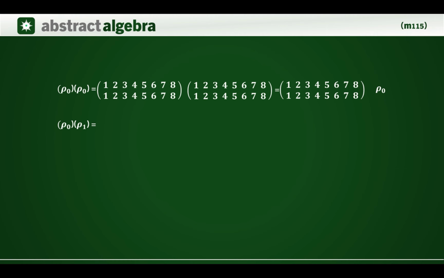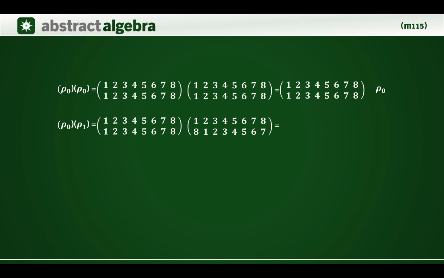Next, we are going to make a binary operation on the rho sub 0 and the rho sub 1. So this is the result for the rho sub 0, and this is for the rho sub 1. So 1 is to 8, so we are going to find the 8 here. Then 1 is to 8, so 2 is to 1, so we are going to find the 1 here.